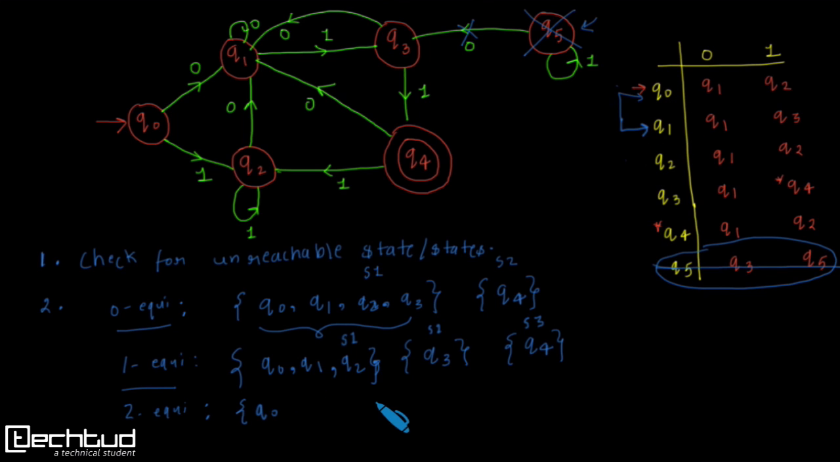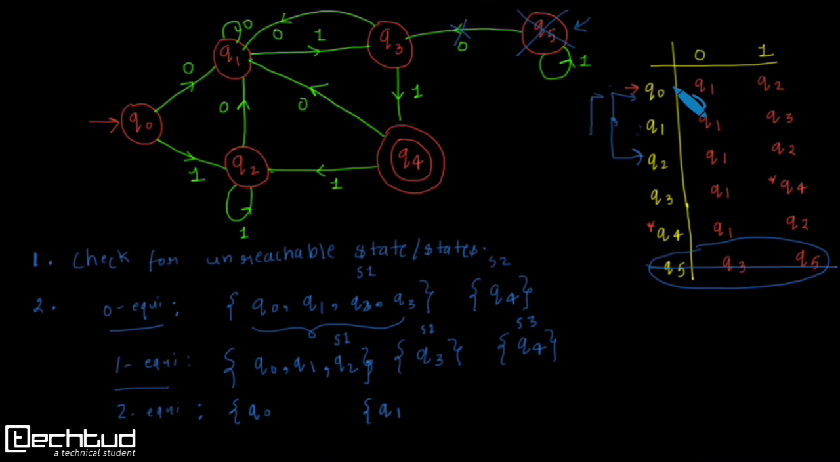Now we will check Q2. We will check Q2 with Q0. Both Q0 and Q2 are going to state Q1 on input symbol 0. State Q1 is in set 1, so this is fine. Q0 on input symbol 1 is going to Q2, and Q2 on input symbol 1 is going to Q2, which is in set 1, fine. Q0 and Q2 can be grouped together. So now we have got 4 sets from S1 to S4.